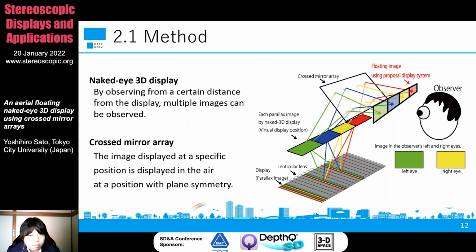The display system proposed in this study is as follows. A naked eye 3D display is viewed by the observer from a certain distance from the display. Multiple images can be observed. A cross-mirror array displays the image at a specific position of the display in the air at the position with plane symmetry. This combined result is a stereoscopic disparity image that can be observed.